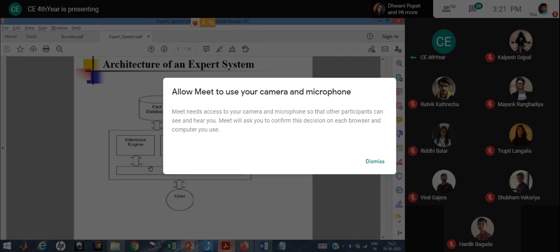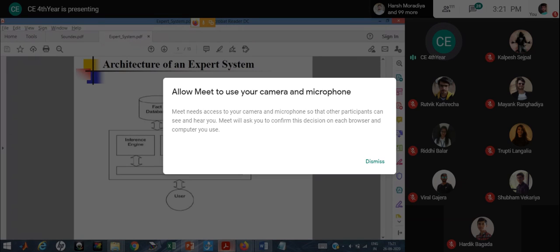Then the user of the system interfaces with it through the user interface, which provides access to the inference engine, explanation system, and knowledge base editor. Then another is the knowledge base editor. The knowledge base editor allows the user to edit the information that is contained in the knowledge base, everyone.